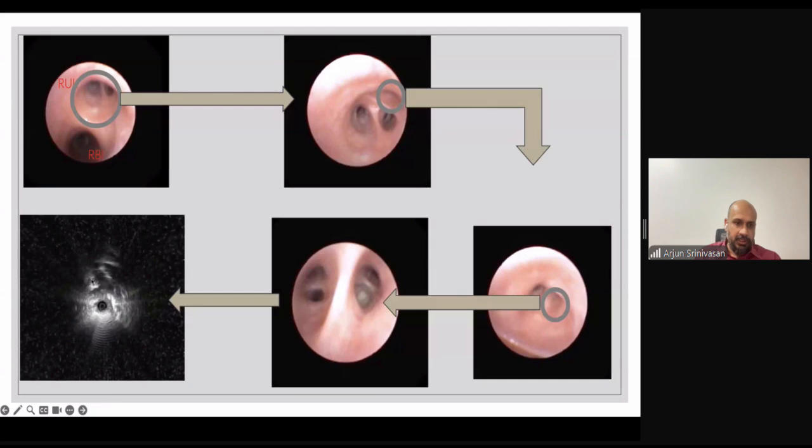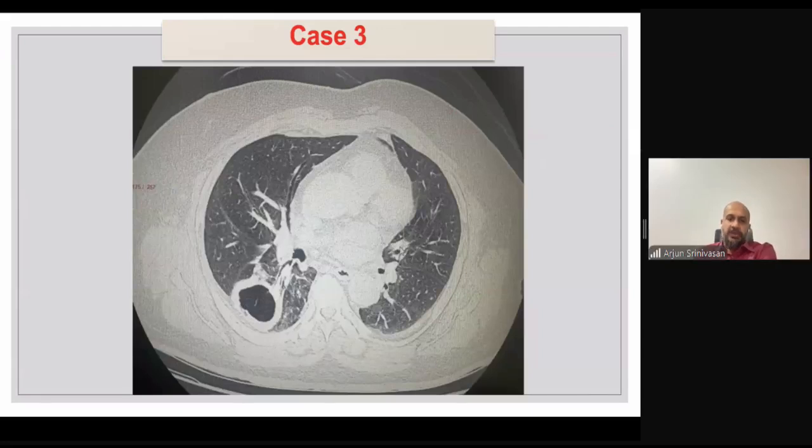And when you put in a radial probe there, you can see that this is in the midst of a consolidation here. A BAL from this area is shown to be GeneXpert positive. Similarly, this is a very poorly controlled diabetic patient.